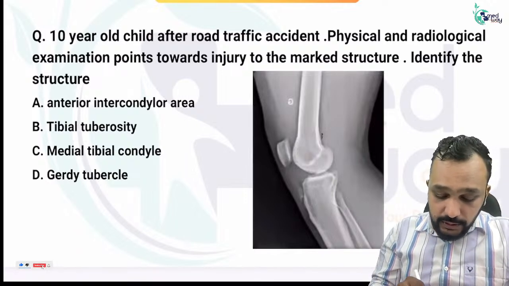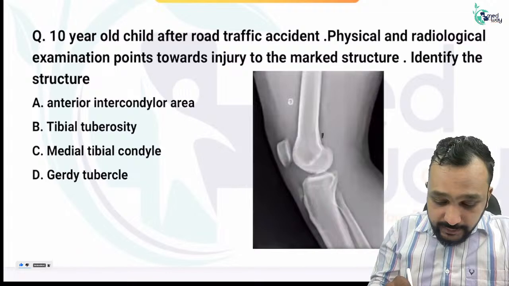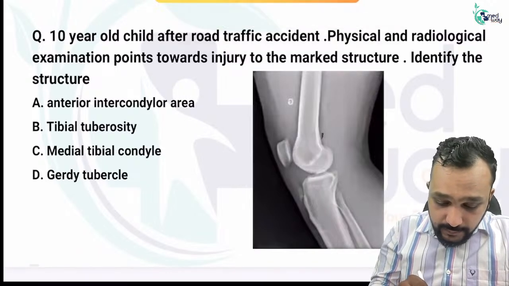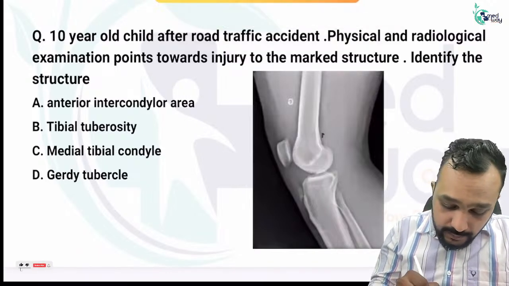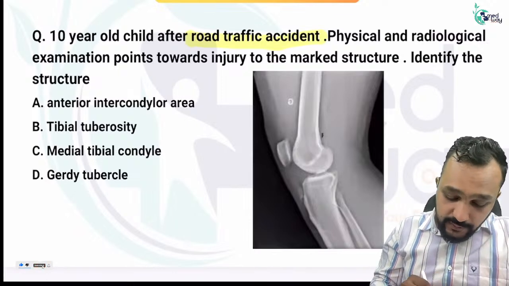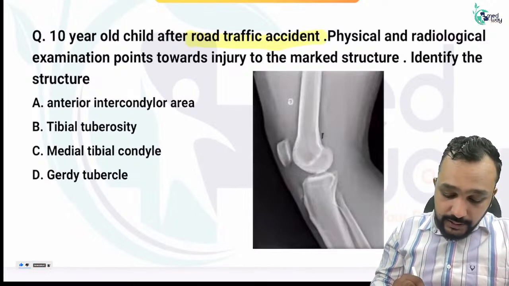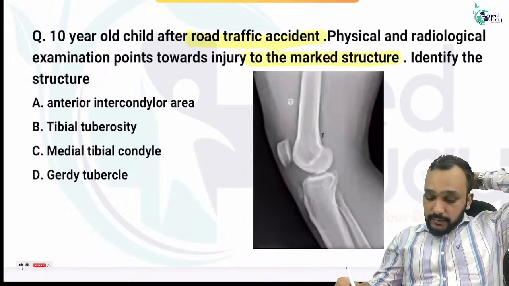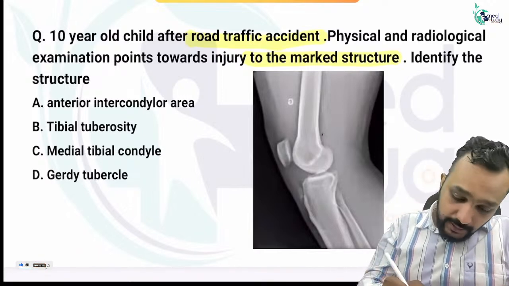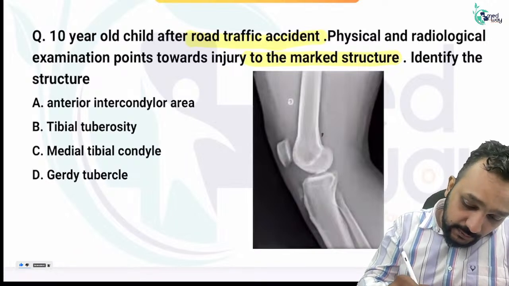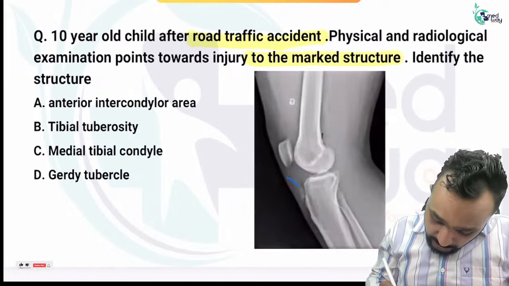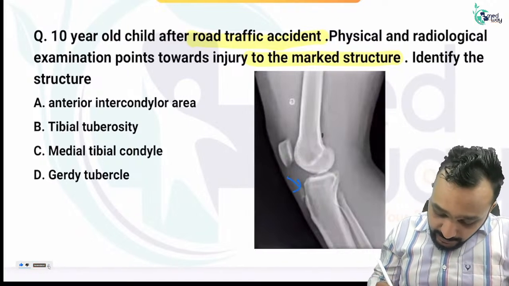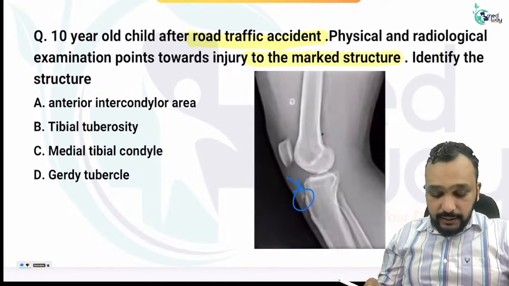So a 10-year-old child after a road traffic accident, right? Physical and radiological examination points towards injury to the marked structure, right? So anterior tibial tuberosity was a structure that was shown, okay? So guys, this is the structure, this is your tibial tuberosity, right?